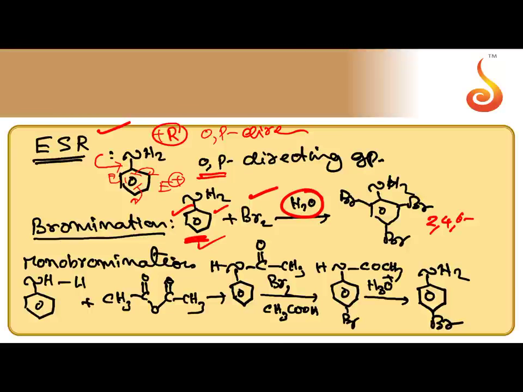If you want to prepare monobromoaniline, there is one alternate method. We have to suppress the donating nature of NH2. So monobromination can be done by first converting it into an amide group. When it is reacted with acetic anhydride or acid chloride, NH2 undergoes acylation. So NHCOCH3. Here, since CO is attached to N, the donating nature of N is decreased.